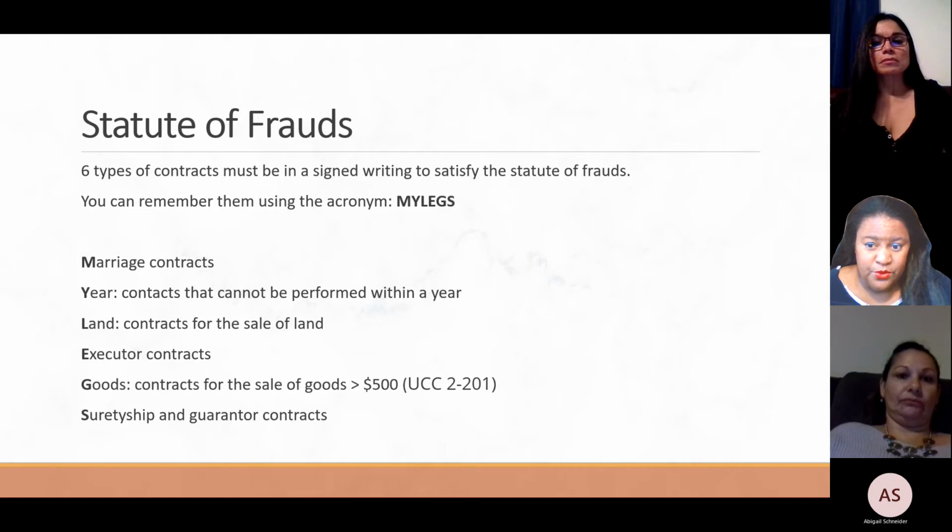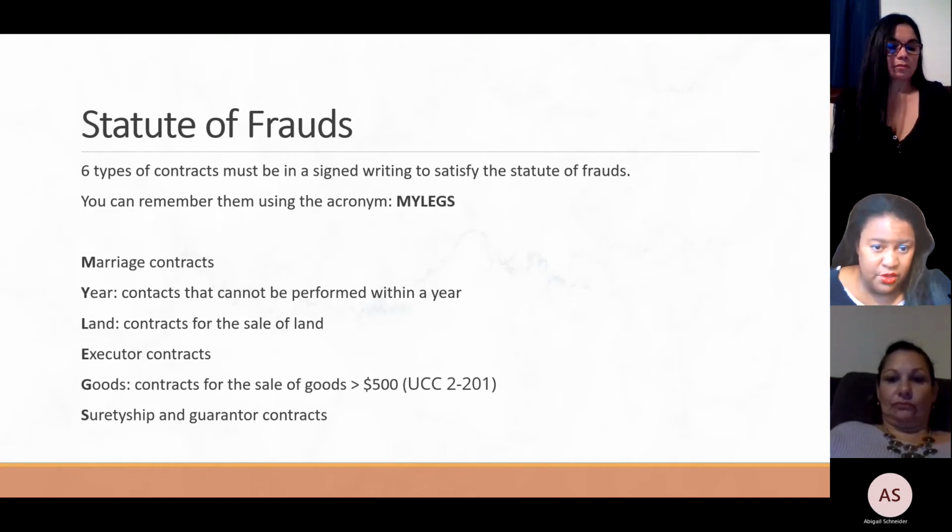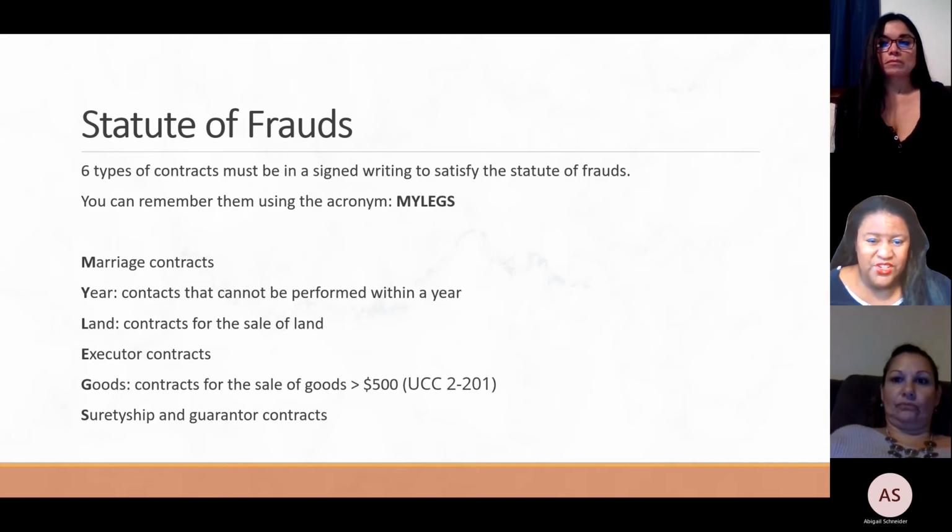The purpose is to avoid fraud, right? If you have a contract in writing and it's been signed by the party that you're trying to enforce it against, it's much more likely that there's no fraud on the court. So it's called the Statute of Frauds. The Statute of Frauds has been written into the Uniform Commercial Code. So contracts for the sale of goods greater than $500 must be in writing and signed by the party that it's going to be enforced against.